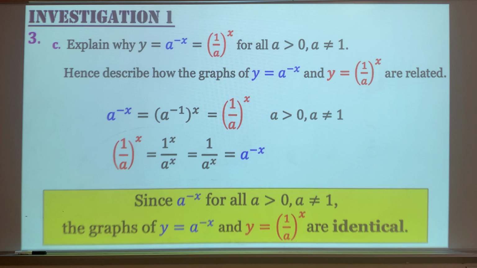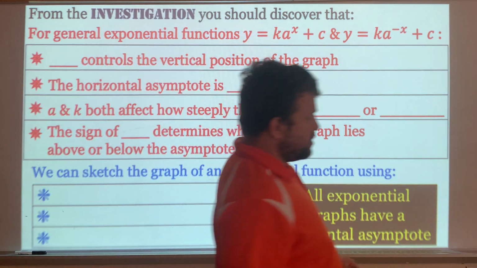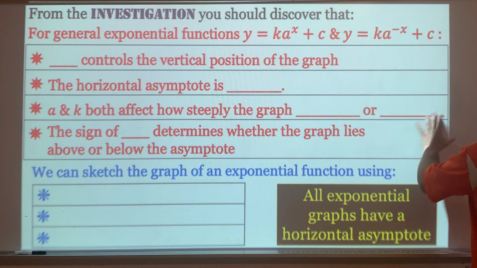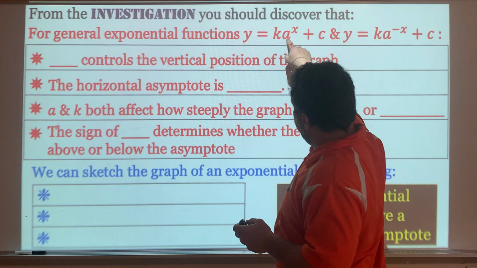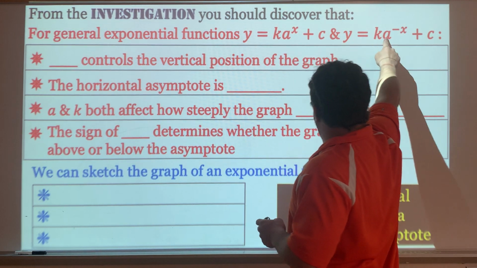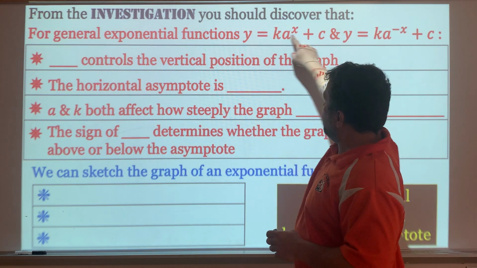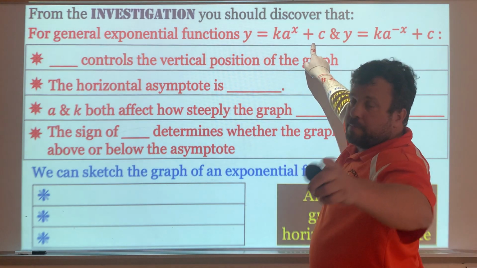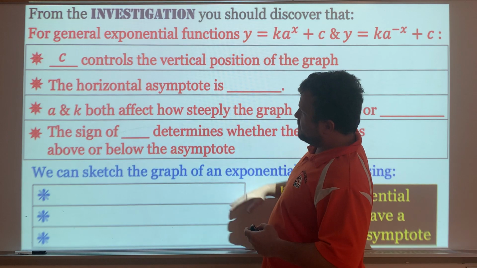Will we need to know that? Not necessarily, just because as long as you know the rule, you're good. But let's figure out all the rules we're going to use to graph. So first one, for the general expression y equals k a to the x plus c and y equals k a to the negative x plus c, what controls the vertical position of the graph? Which letter? C. Whatever C is, that controls where your graph is.